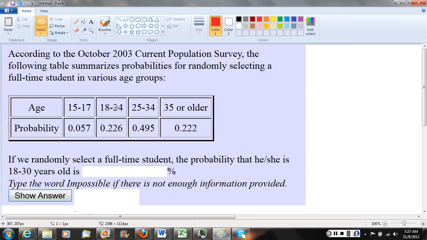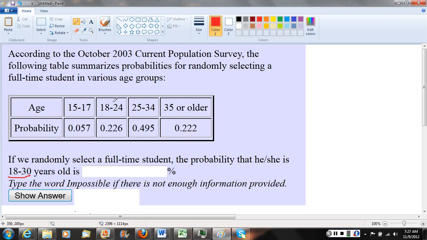So now let's take a look at the actual question they're concerned about. They're saying based on this data table, they want to know that if they choose a student at random, what's the probability that student is going to be between 18 and 30 years old? So if we look at our table, so here's what we're looking at, 18 to 30 years old.